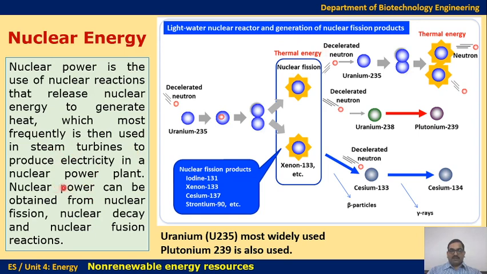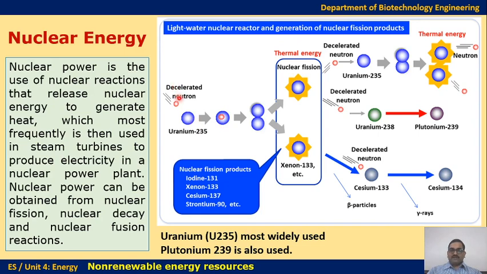Now there are three main types of nuclear power you can think of here. One is nuclear fission reaction, nuclear decay and nuclear fusion reaction. Of this, the most common ones are the nuclear fission reactors. Uranium U-235 or plutonium-239, these are the two mainly used nuclear fuels worldwide.